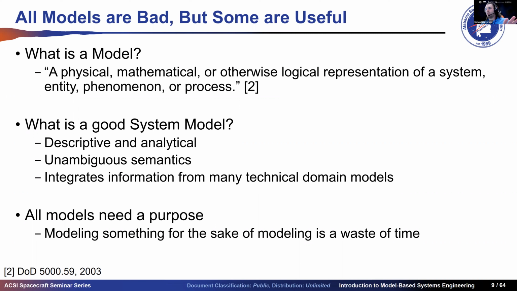It does not leave room for ambiguity, and it's going to take in information from many different sources. So it probably does not exist in a vacuum. It can be seen as a black box with lots of inputs, outputs, and interfaces. And we always model for a purpose. You don't model for the sake of modeling, or else you're doing something wrong. You need to understand what are the technical performance measures or knowledge points that you're trying to determine or ascertain as a result of the model before you even start.